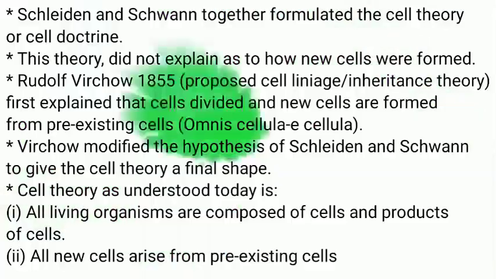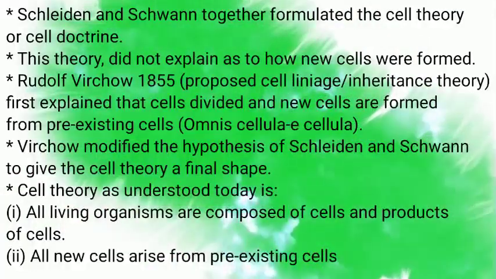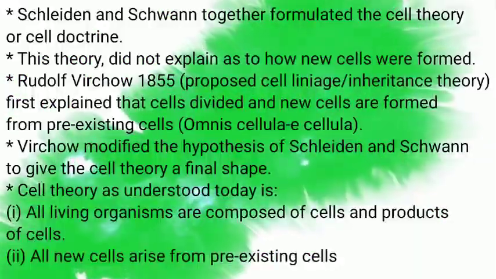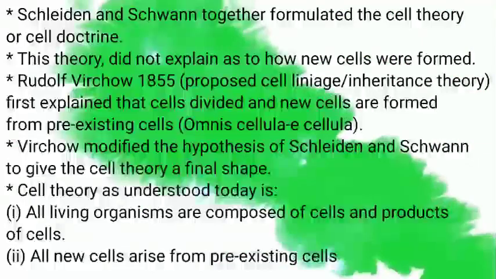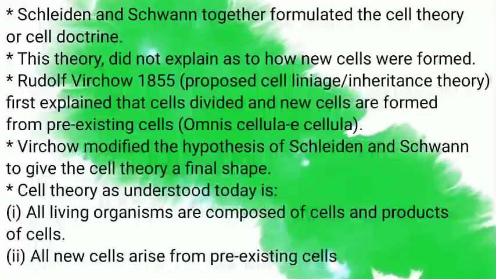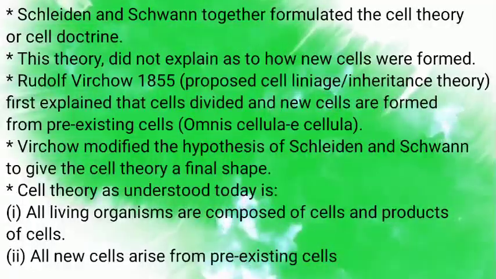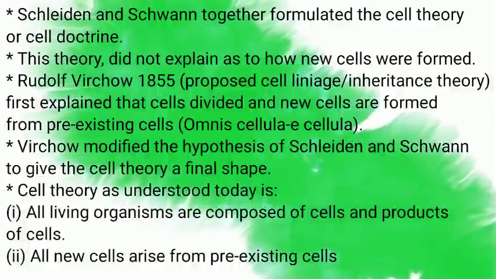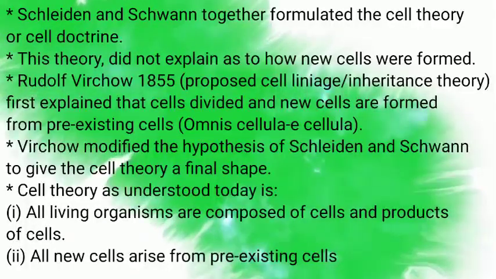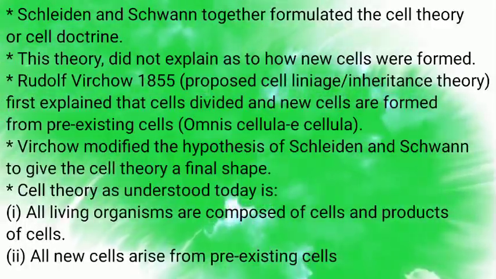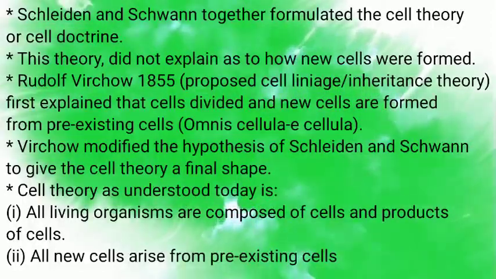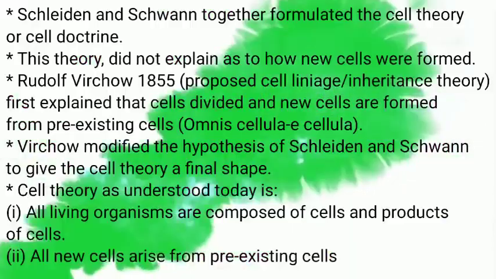Rudolf Virchow in 1855 first explained that cells divide and new cells are formed from pre-existing cells, which means omnis cellula e cellula. He modified the hypothesis of Schleiden and Schwann to give the cell theory a final shape. According to this, all living organisms are composed of cells and cell products, and all new cells arise from pre-existing cells, which means omnis cellula e cellula.